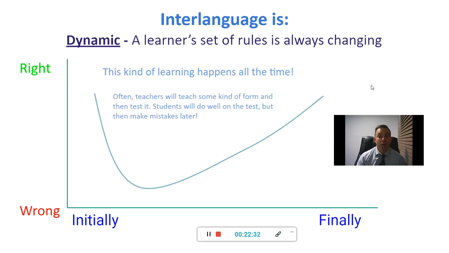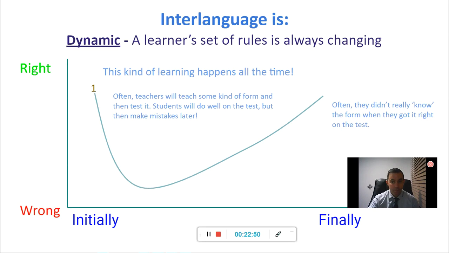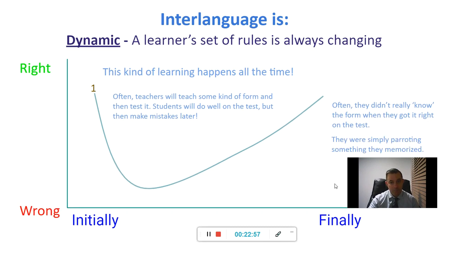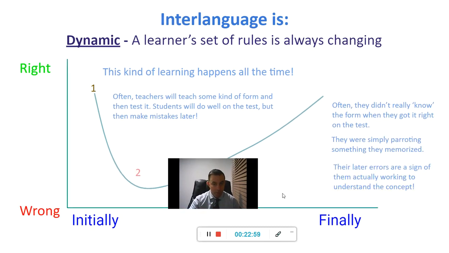Often teachers are going to teach some form and then test it. Students do well on the test, but then they make mistakes later. Right? They memorize, they cram for the test, they take the test, they do fine, but later they make mistakes. So often they didn't really know the form when they got it right on the test. They just memorized it. Parroting something they memorized. Those later errors are a sign of them actually working to understand the concept.